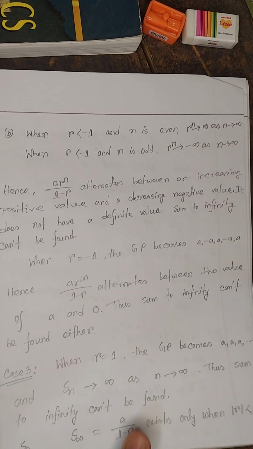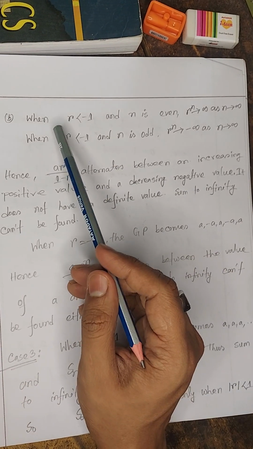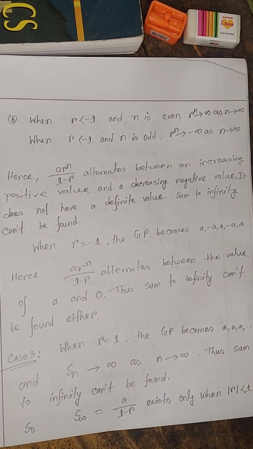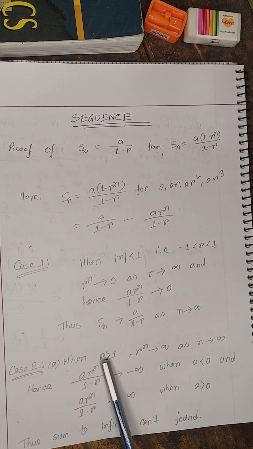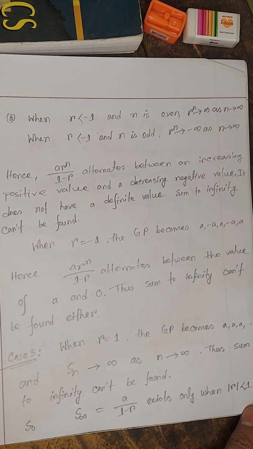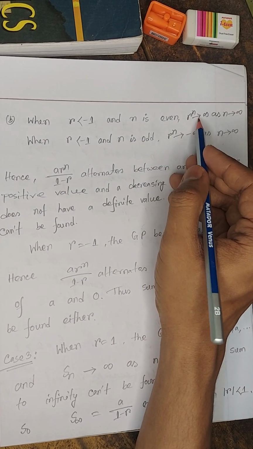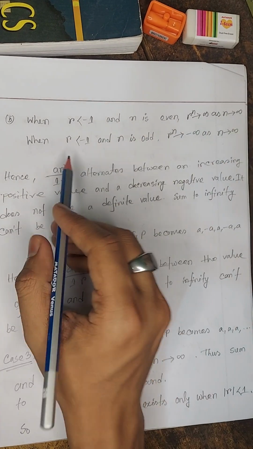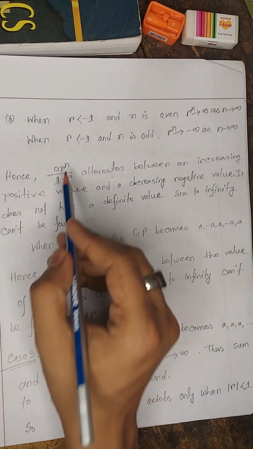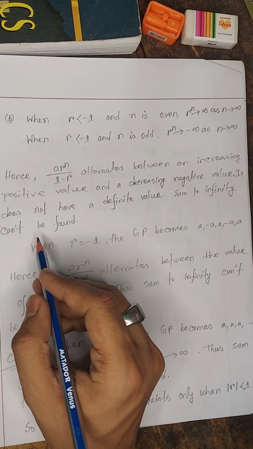If we look at case 2, notice that when r is less than minus 1, what will happen? Before that we analyzed the case when r is greater than 1, but what will happen when r is less than minus 1? If n is even, r^n tends to infinity as n tends to infinity, and if n is odd, r^n will be minus infinity as n tends to infinity. That means this expression will alternate between increasing positive values and decreasing negative values. It does not have a definite value, and the sum to infinity cannot be found.